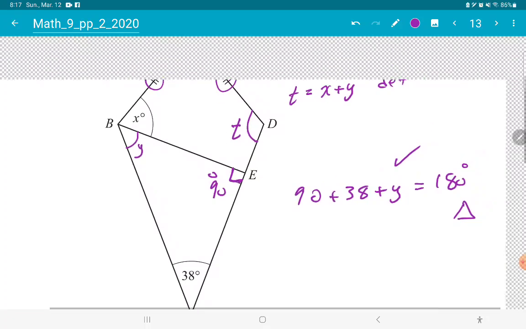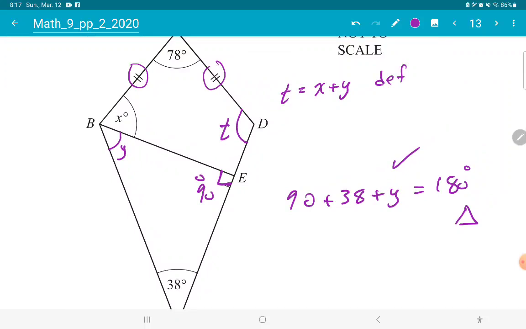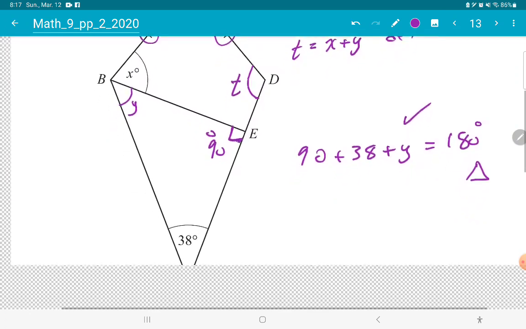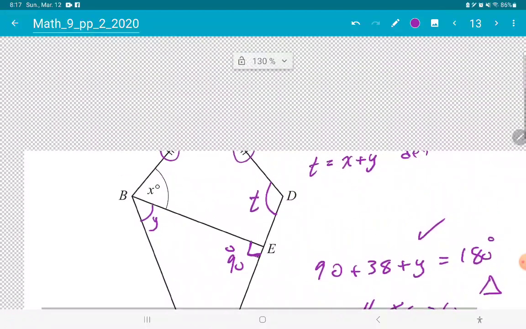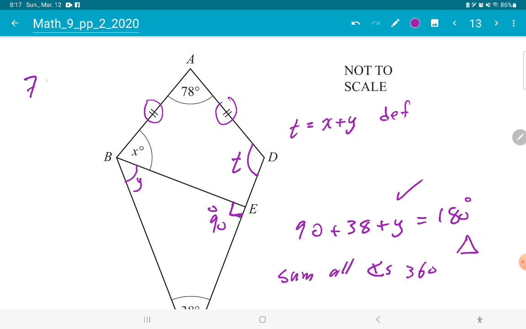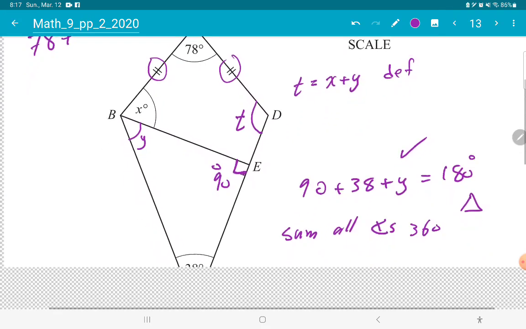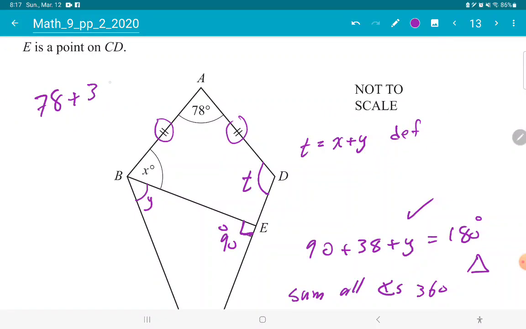If y is a number, we come next to the kite. The kite is four-sided, which means the sum of all angles is 360. How many do we know? We know the top one, 78. We know the lowest one, 38. And then these two, t and x plus y, these are the same. So let me say 2t. All these are 360.